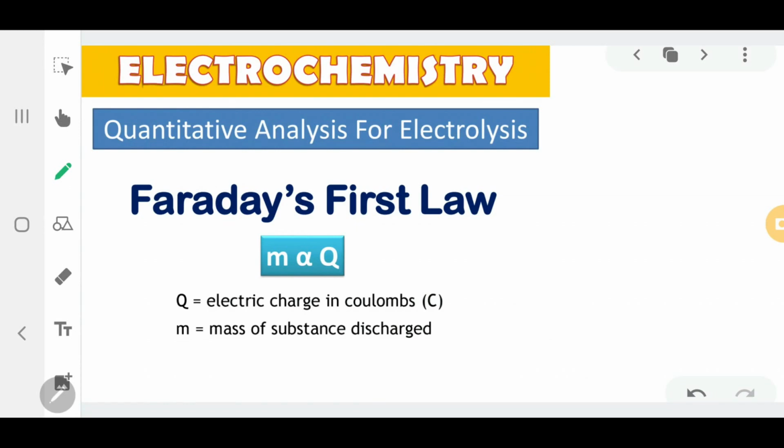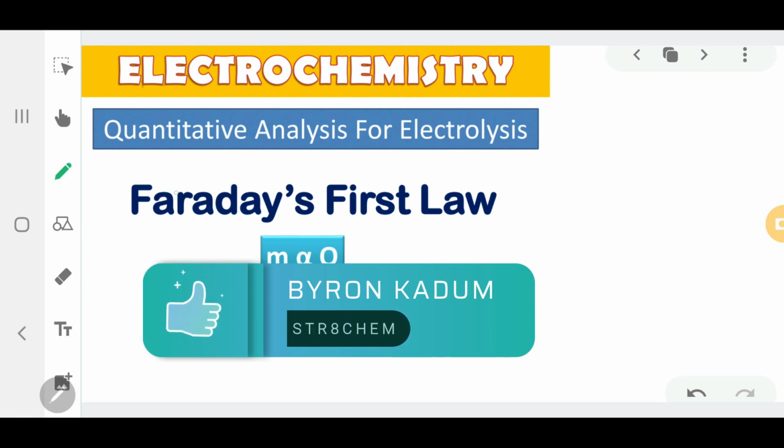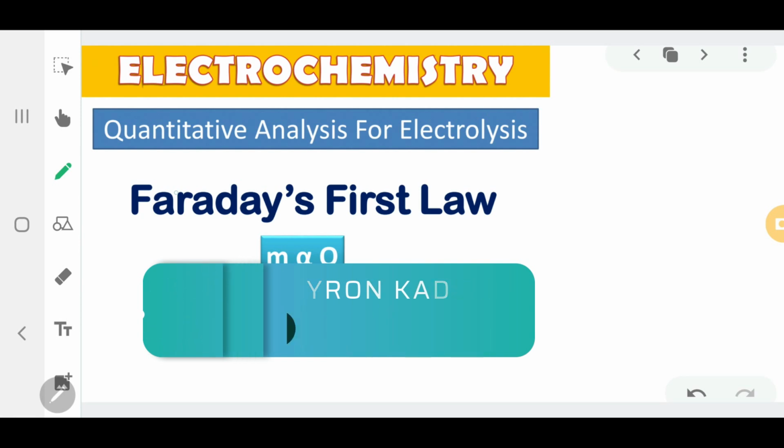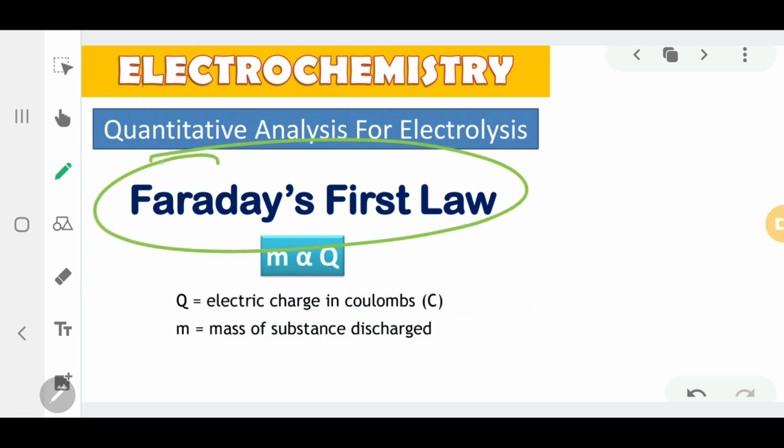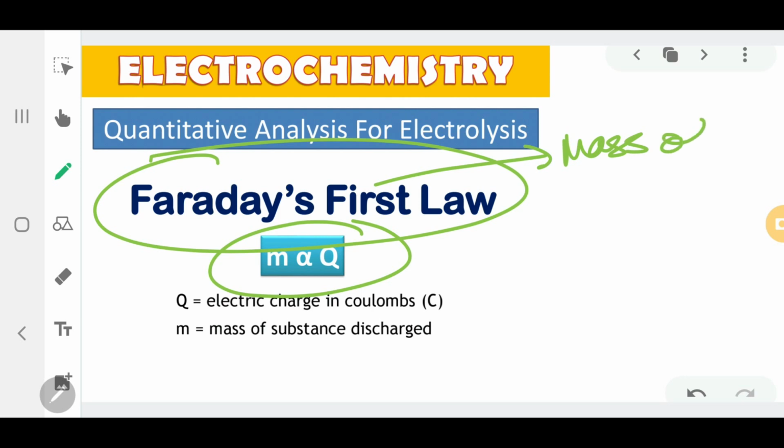In this video, we're going to look at some problem solving regarding Faraday's law. First of all, we need to look at what is meant by Faraday's first law. Based on Faraday's first law, it is defined as the mass of substance discharged is directly proportional to the electrical charge in Coulomb.